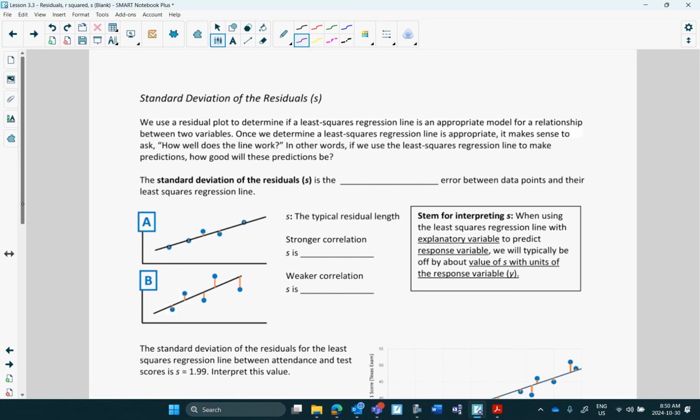So how well does the line work? In other words, how good will the predictions be? Okay. So like I said, instead of eyeballing it, we've got 2 measures. One is called little s, and it's a phrase that you're familiar with. We find the standard deviation of the residuals. Now, perhaps you can come up with a definition of that by thinking about what standard deviation means and what residuals are. What phrase did I say you should think about when you hear standard deviation?